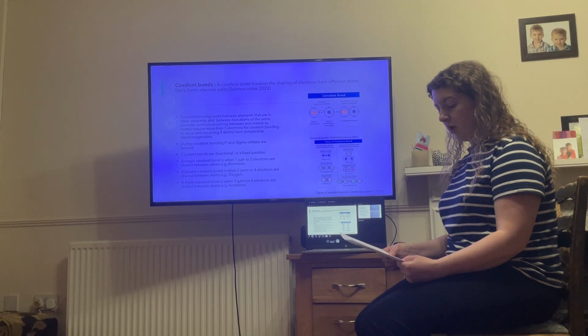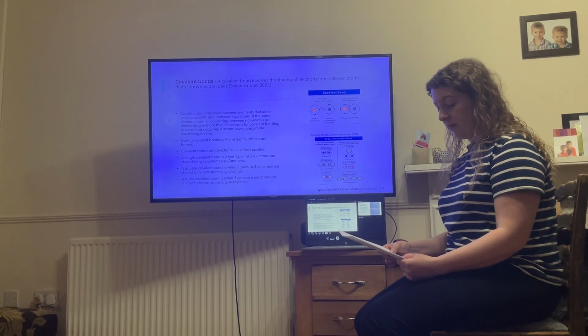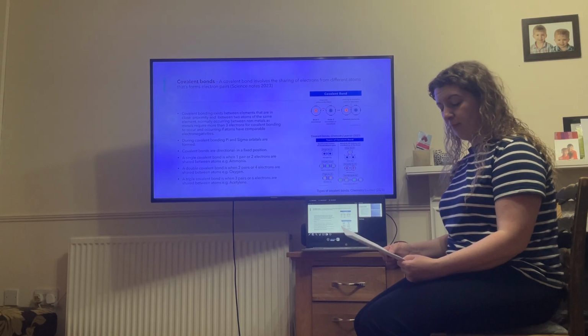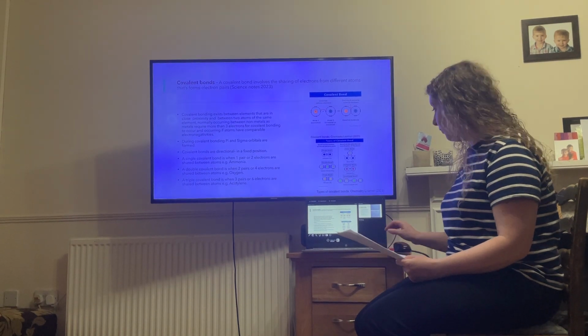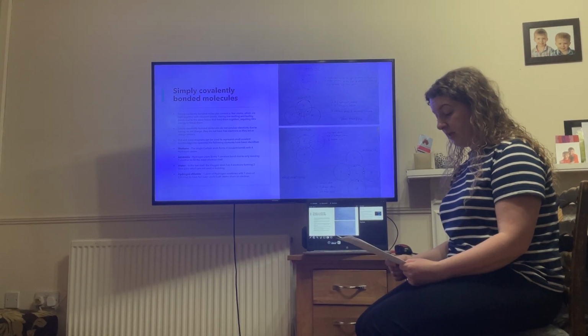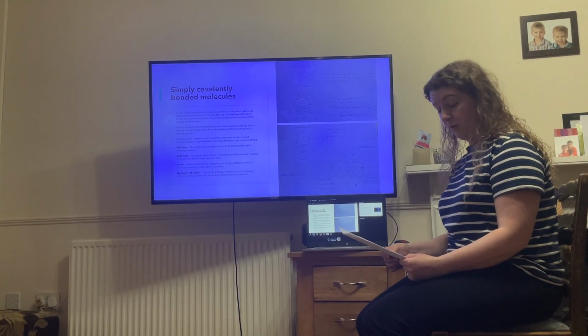During the process of covalent bonding, an energy loss occurs, which is an exothermic process, due to the atoms forming a bond to become stable. The following elements have been identified as being simply covalently bonded molecules.